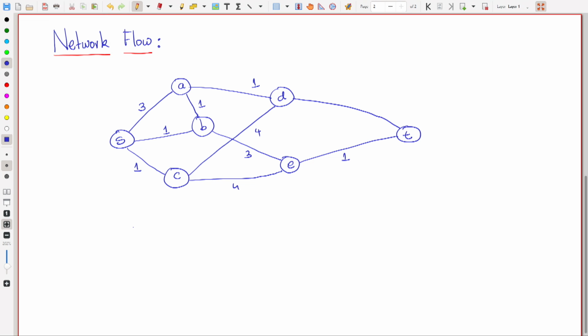So what you do is you put a variable. I will say X S A is equal to the amount to be transported through the arc S A.